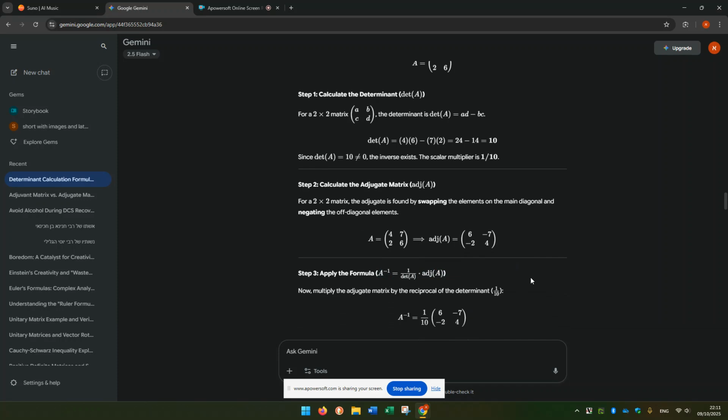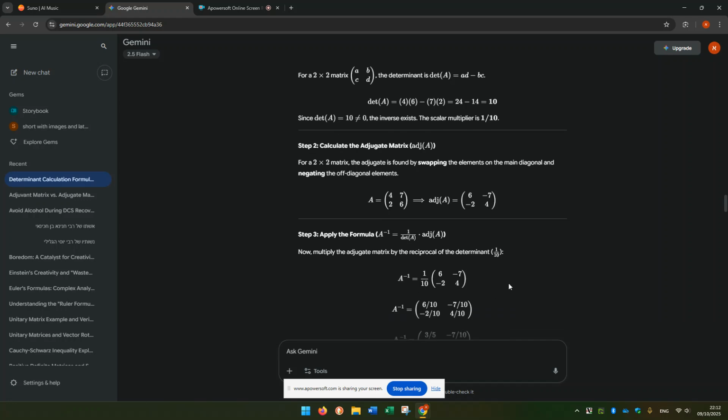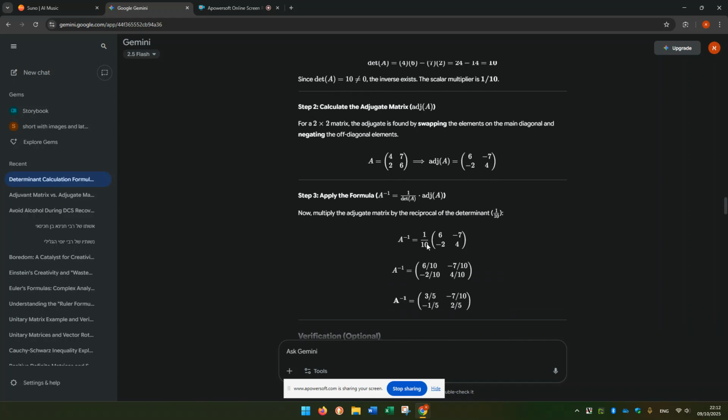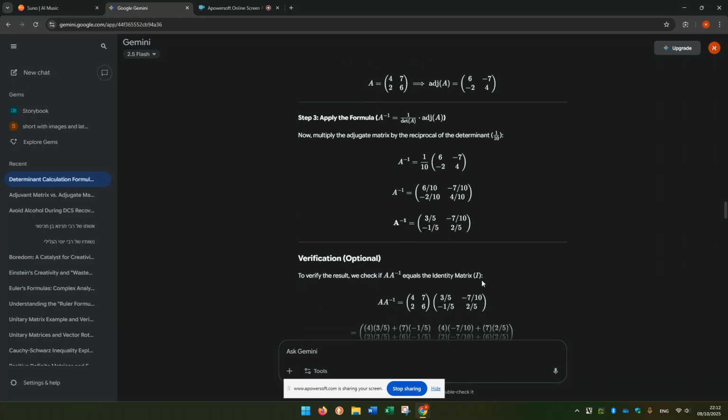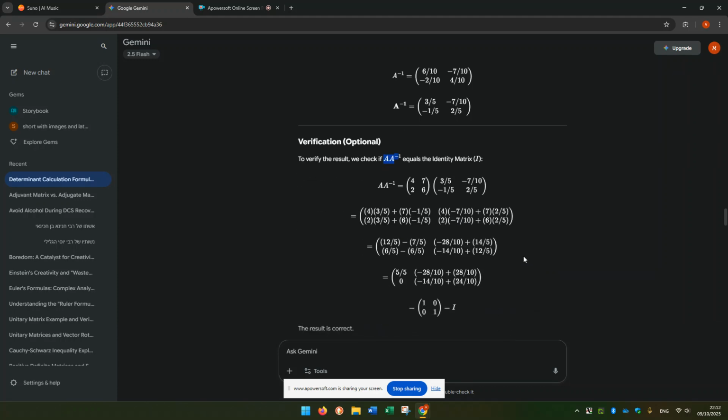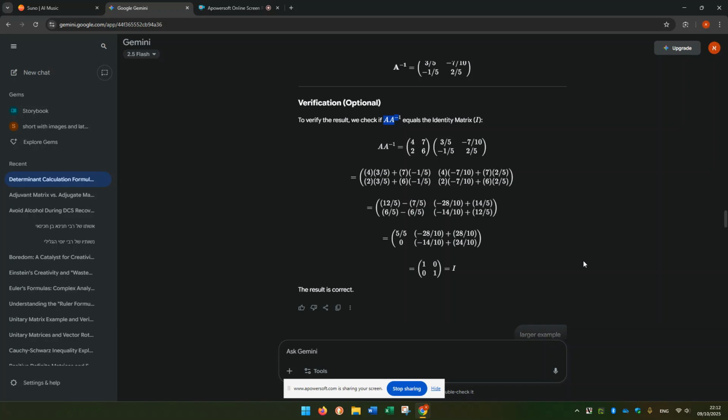The inverse of A is 1 divided by the determinant times the adjugate matrix of A. Okay, so here is the calculation: 1 divided by the determinant, times the adjugate matrix, calculate it, and get the inverse of the matrix. Now you can verify that we didn't make any mistakes by calculating A times its inverse. It should be equal to the identity matrix by definition of the inverse. So you do this calculation and you really get the identity matrix.